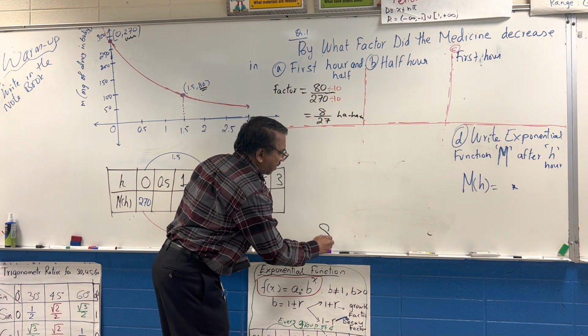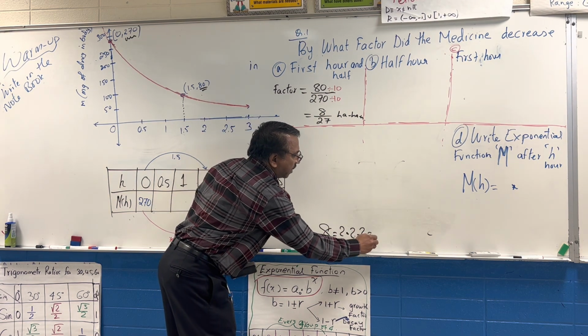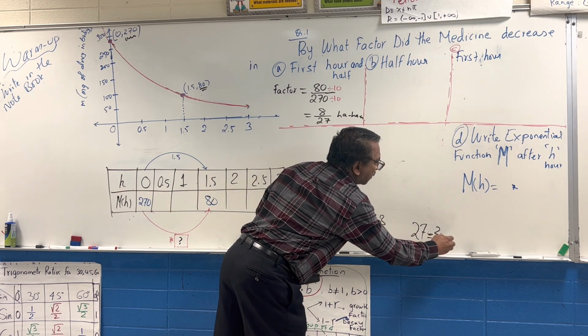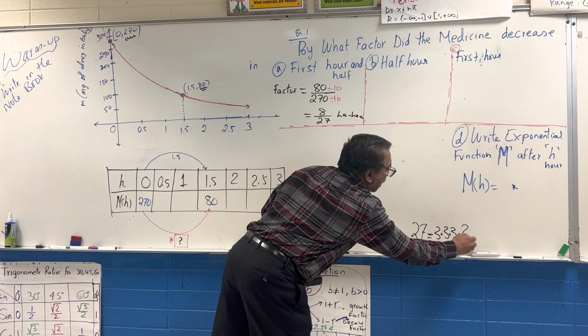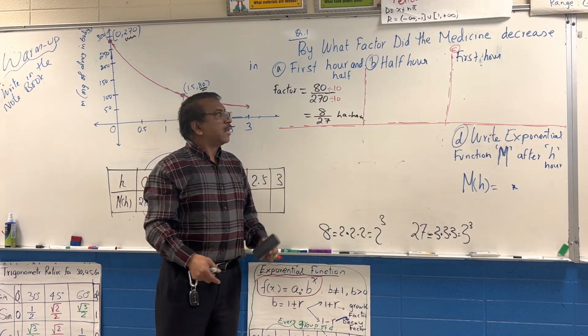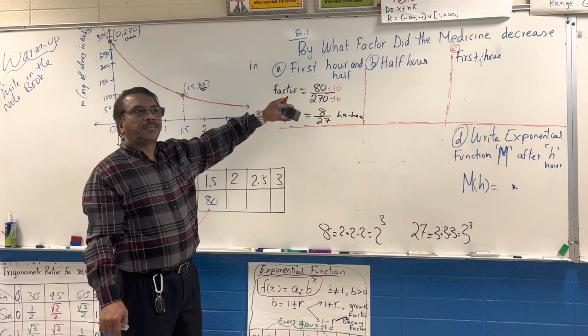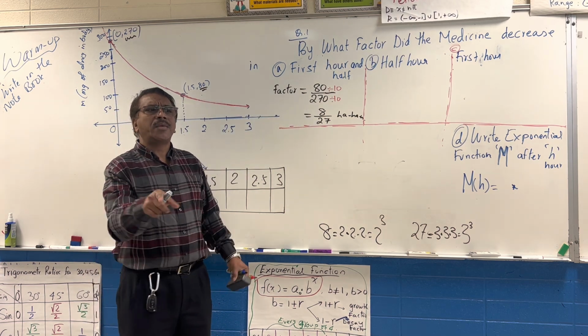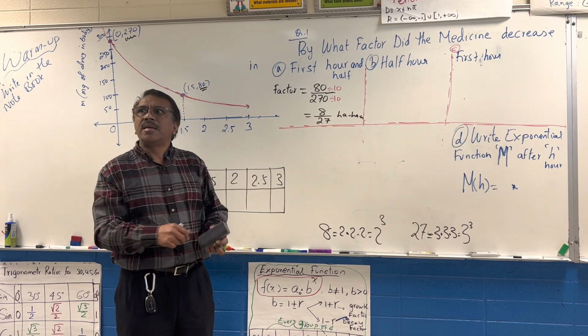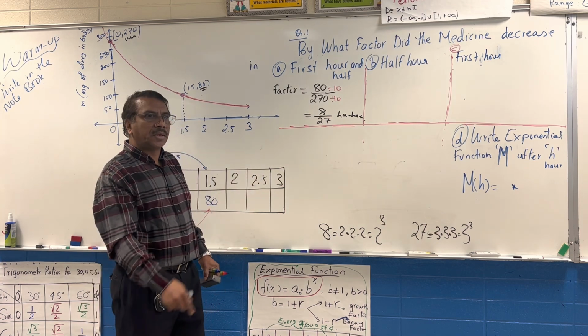If you remember, what is the meaning of 8? It's 2, 2, 2, which is 2 raised to 3. What is the meaning of 27? It is 3 times 3 times 3, which is 3 cubed. So we are going to use that idea in the next question. Is that okay? Right now, let's just keep it. Some of you will say, why can't I use a calculator? Yes, you can use a calculator and see what it is in decimal. Is that okay?